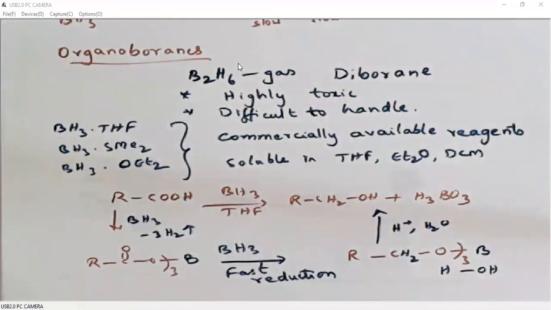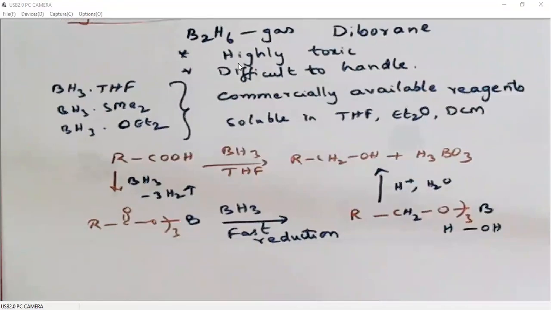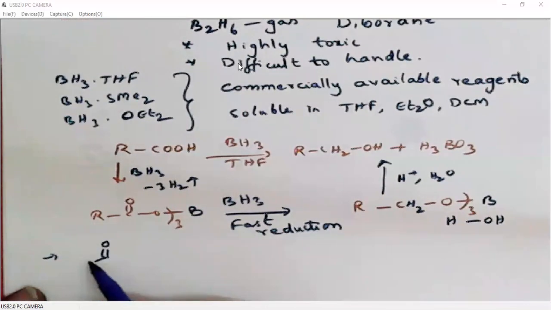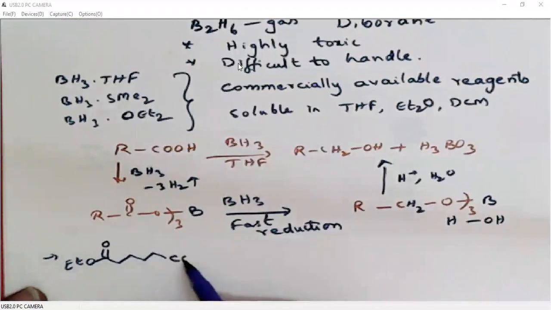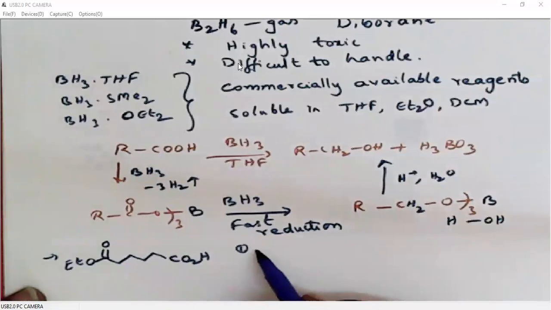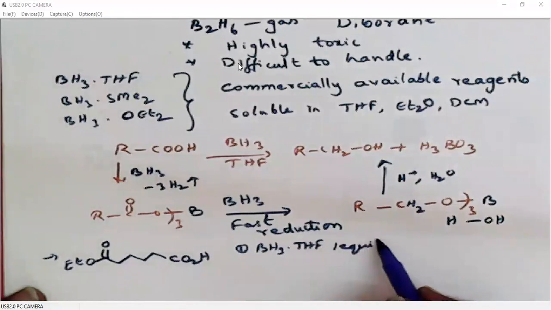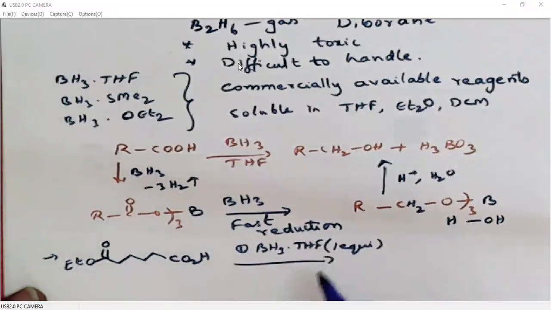I'll give you 2 or 3 examples on this for better understanding of selectivity also. So when we have an ester and a carboxylic acid in the same molecule, and we use borane for the reduction of this molecule, remember we must use only one equivalent for the reduction of the carboxylic acid.